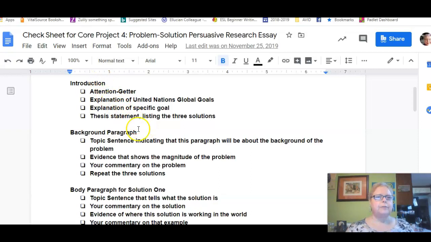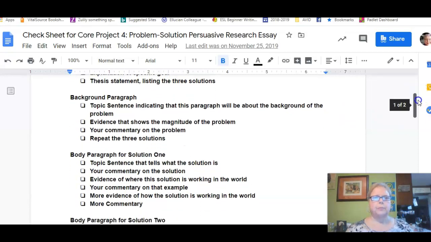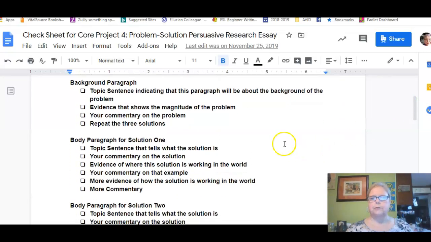In your introduction, which I've already looked at for most of you, your attention getter, your explanation of what the United Nations Global Goals are all about, the explanation of your specific goal that you're writing about, and then your thesis statement that lists the three solutions to the problem that your goal is concerning.